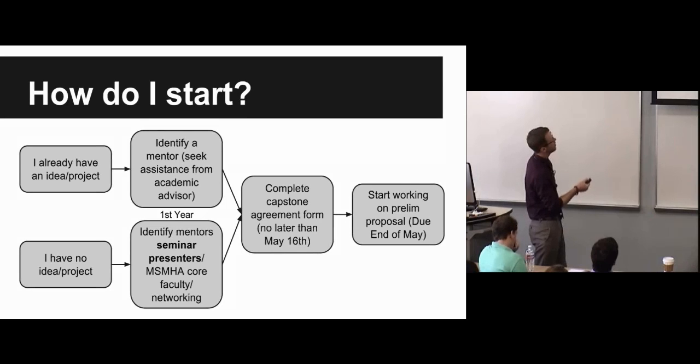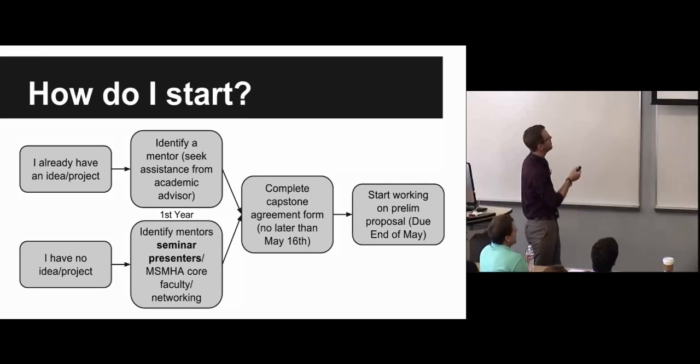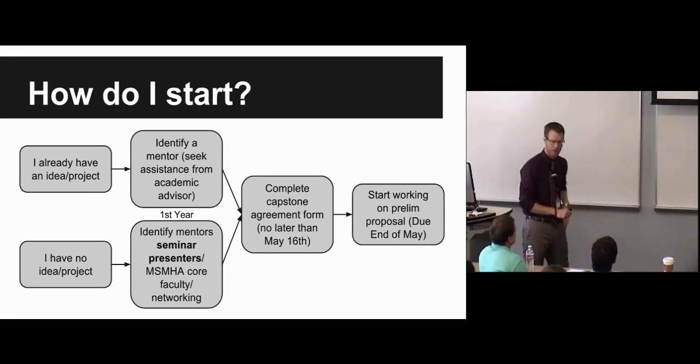So in the first year, these are the steps that we recommend that you take. So with the idea or project in mind, start to look for the mentor that can guide you in that area or with that project. And so you're going to seek assistance from folks like myself and Dr. Lee. We are academic advisors, being part of the mentoring committee. So I would imagine you remember and you've already met with your academic advisor. Reach out to them and have them give you some assistance in identifying a Capstone mentor.